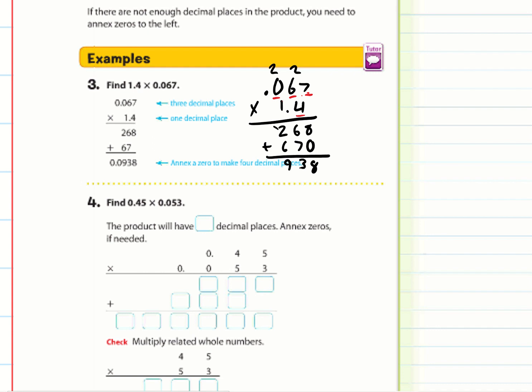So we have 8, it's going to be 13, and that's going to be 9. And since we have 4 numbers to the right of the 0, I'm going to have 1, 2, 3, 4 loops. And I'm going to have a decimal place right here. And since we still have a loop with nothing in it, we're going to go ahead and add a 0. We're annexing a 0 to get 938 10,000ths.